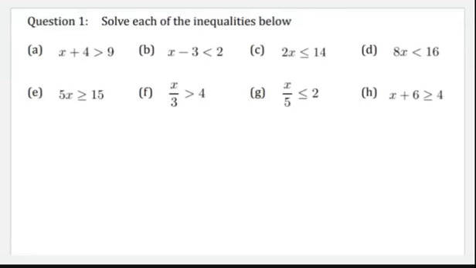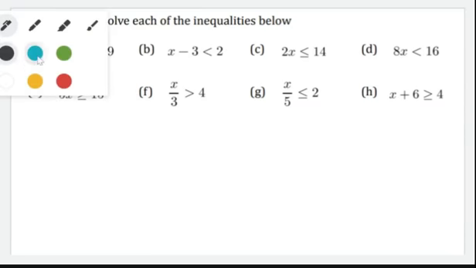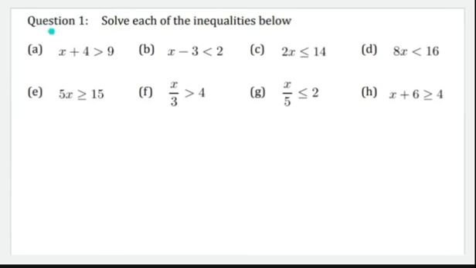Okay, so to solve these inequalities, in general, when you're solving inequalities, you are solving them in pretty much more or less the same way as you would solve an equation, with a few little things to be wary of. But I'll let you know about those things as and when we get closer to them.